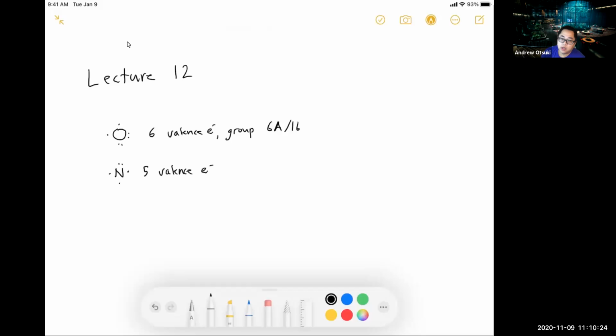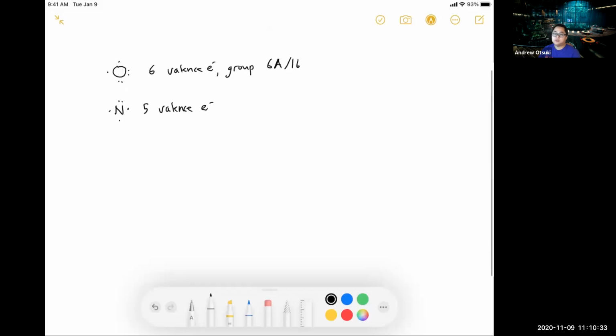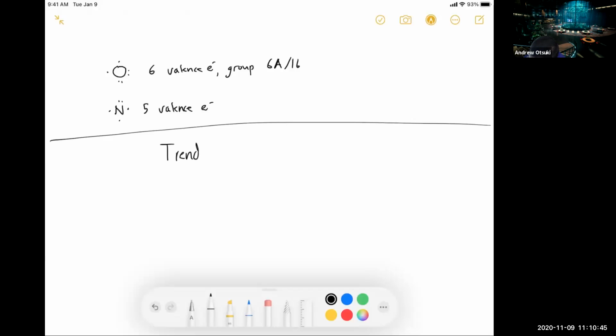Okay, so let's move on. Now we're going to use these valence electrons and relate them back to trends in the periodic table. So let's talk about trends in atomic size.